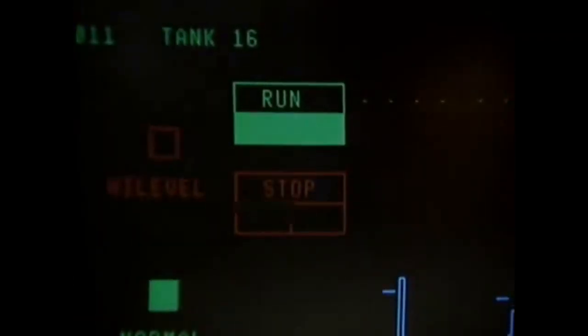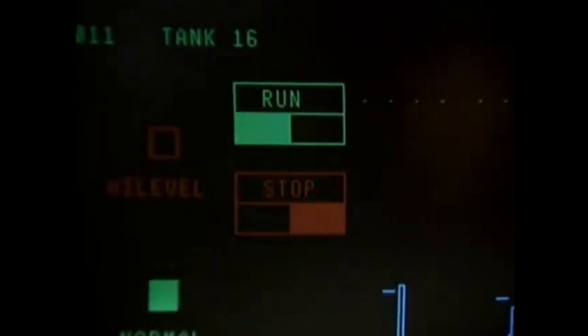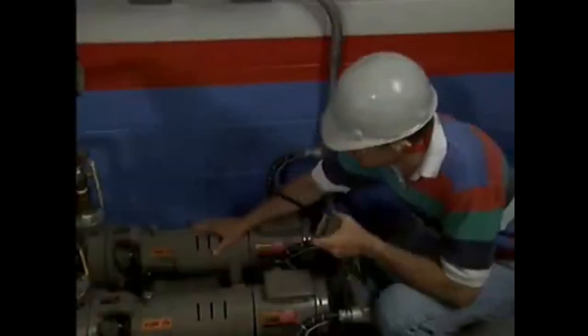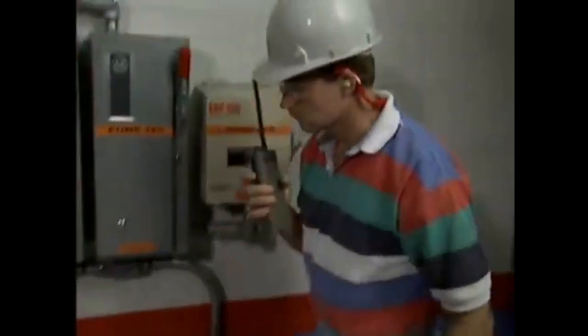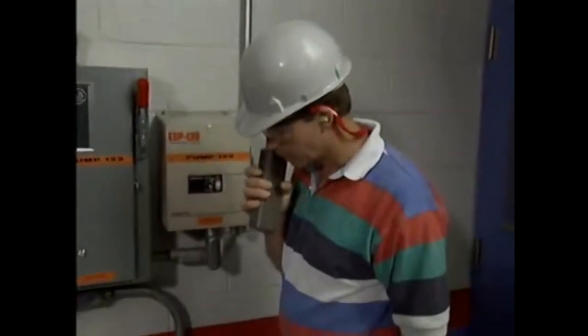The control room operator stops the transfer of feed material by shutting off the pumps. The outside operator calls to inform him that the pumps have shut down and asks why. The control room operator explains that he is troubleshooting a problem.